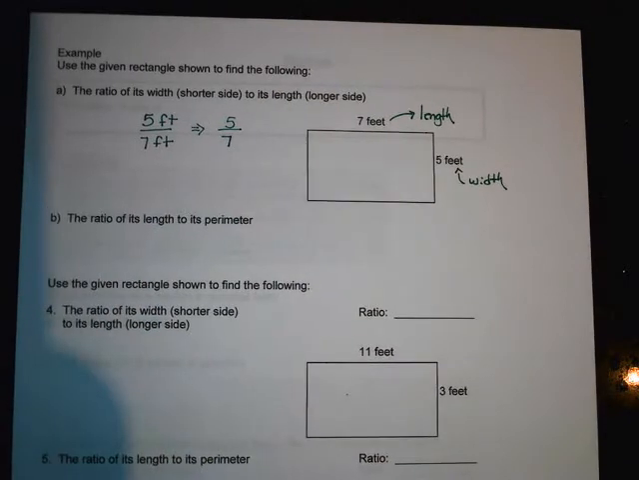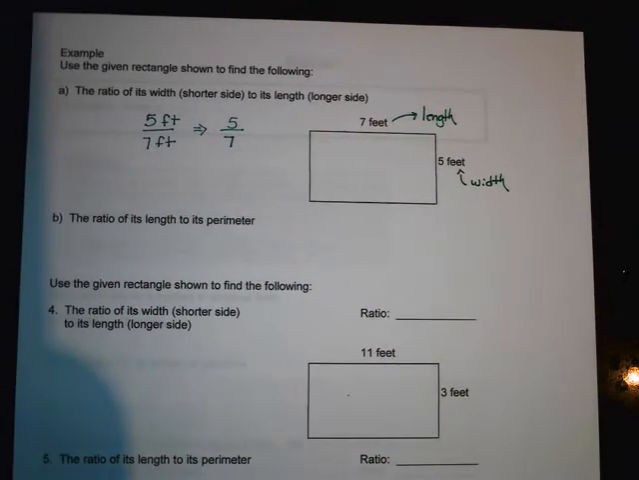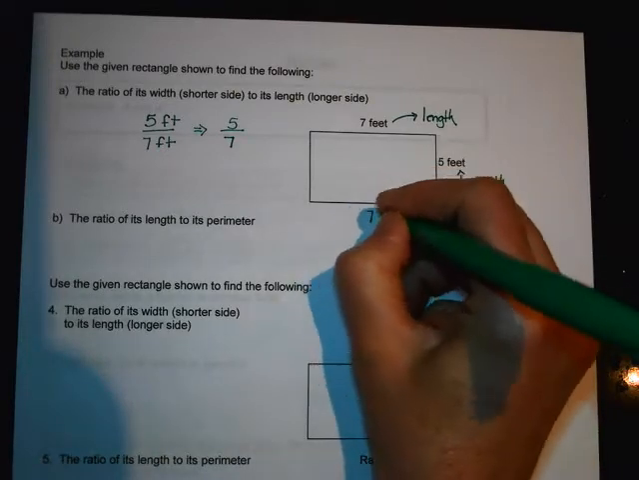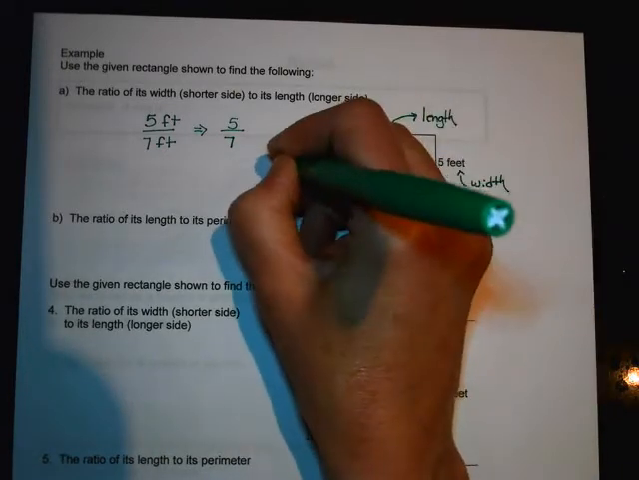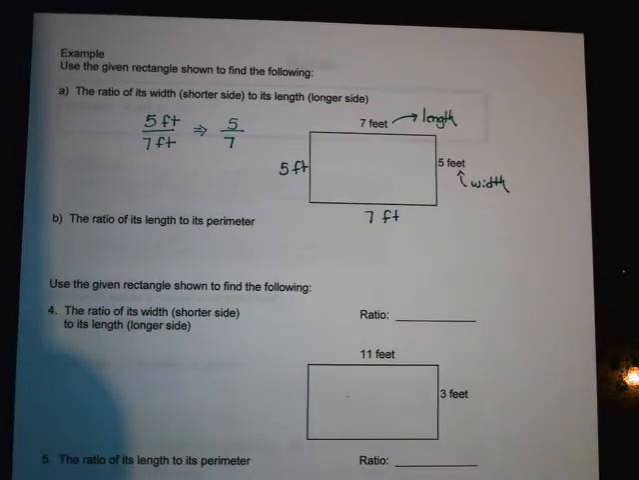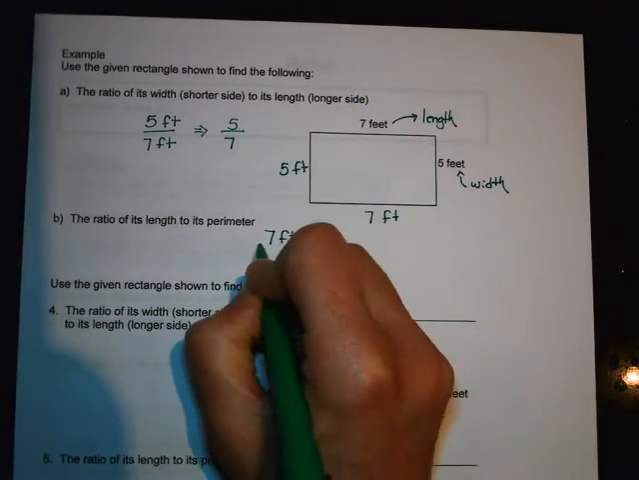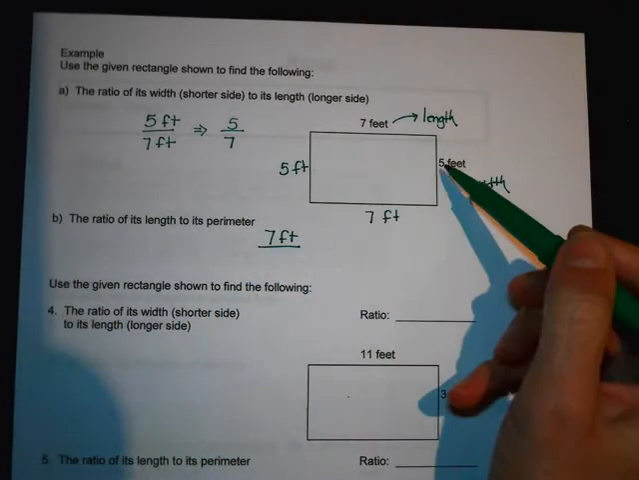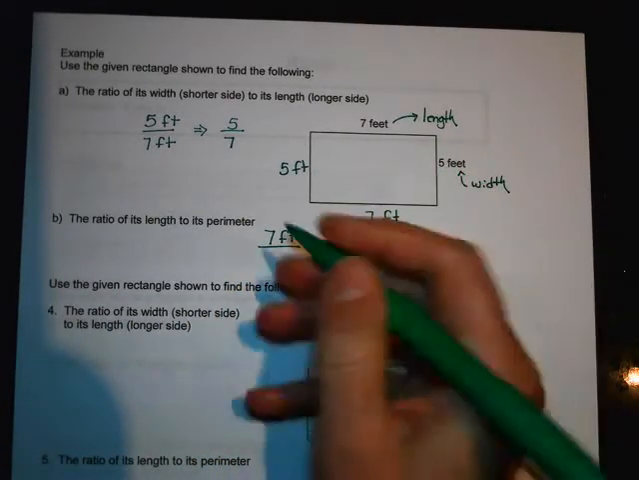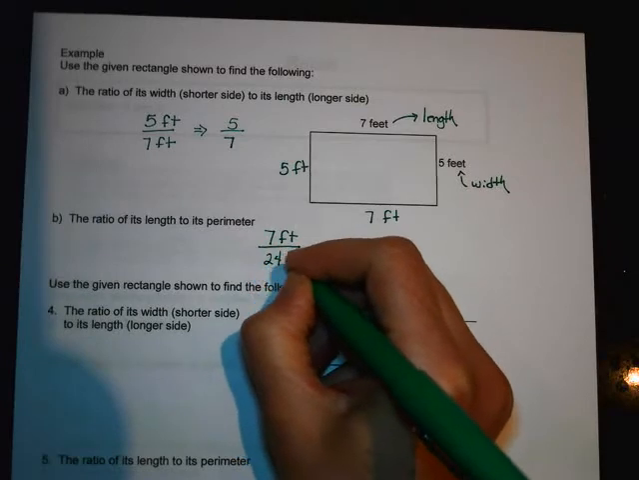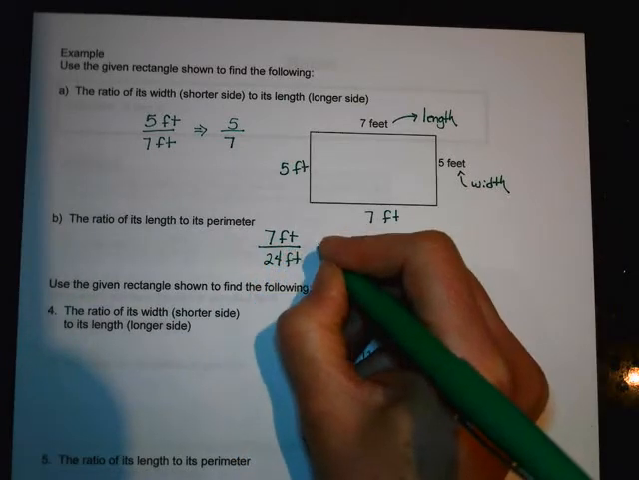Now they say find the ratio of its length to its perimeter. So let's fill in these missing pieces. So its length is 7 feet and its perimeter is 24 feet. If they ask you to simplify it, that would just be 7 over 24.